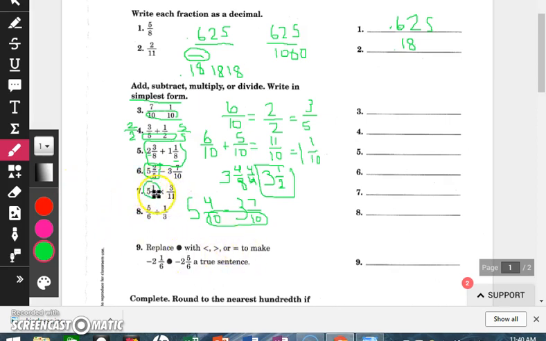We're going to multiply the whole times the denominator. So 5 times 2 is 10, plus the 1 is 11. So this is 11 halves. Why are we doing this? Well, because we're going to basically multiply the two fractions by one another.